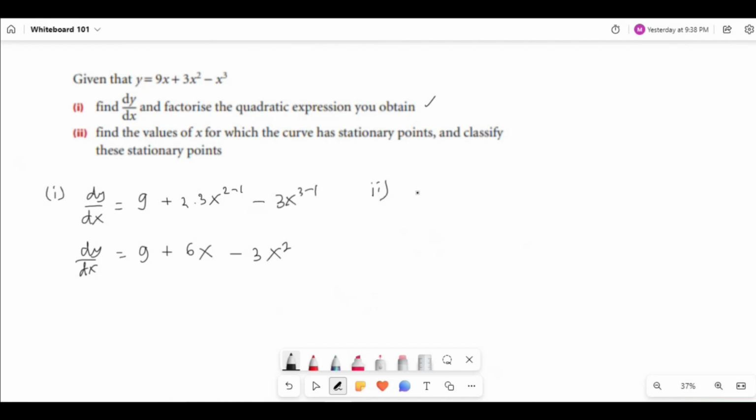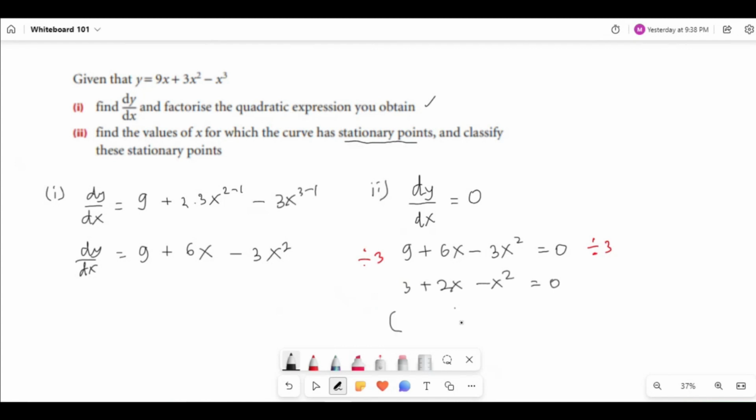As we have discussed earlier, the way of finding stationary points is that the gradient equals 0. So we set dy over dx equals 0. As we already obtained dy over dx, we just put this quadratic expression equals to 0. So we have a quadratic function here, and what we can do is factorize it. As it equals 0, we can divide all of this by 3 on both sides in order to simplify it. I have 3 plus 2x minus x squared equals 0.